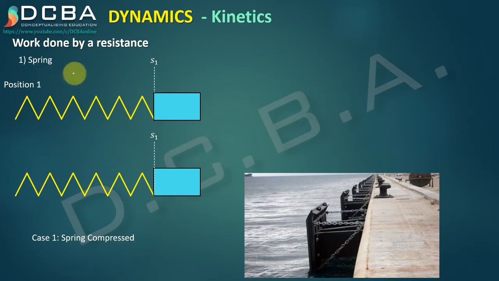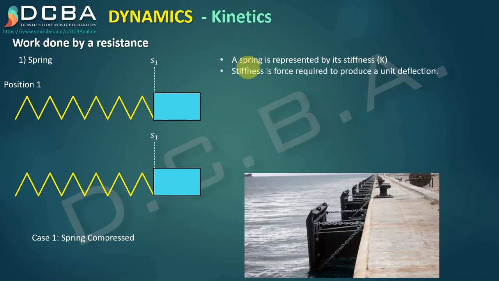So let us come to the spring again, which is a very important resistance. A spring is generally represented by its stiffness, which is denoted by this letter K. A stiffness is nothing but the force required to produce a unit deflection. Okay, so this K is nothing but force per unit deflection.